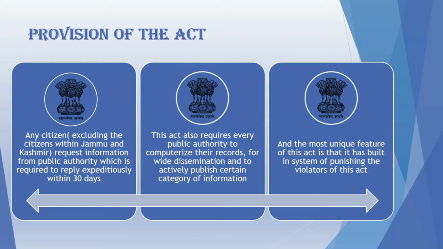Which means any public authority ought to give information to the public, excluding the public of Jammu and Kashmir, within 30 days. They must reply within 30 days. And the second point mentions that the public authorities must digitalize their records for better access of information. And the third point states the most unique feature of this act, that it has a built-in system of punishing the violators of this act, which may be like the Copyright Act.